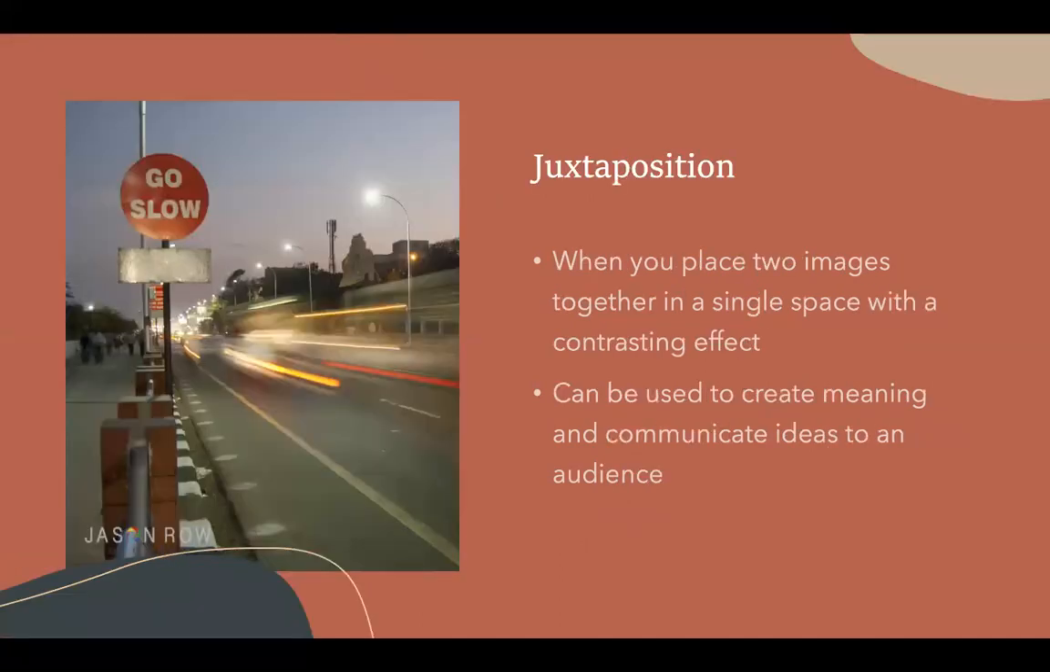Juxtaposition is one of my favorite words, first of all, but it is when you place two images together in a single space with a contrasting effect. Look at the photo that is posted here. You can see the sign that says go slow, but then you see the blur of the images, which indicate that whatever is happening on the street is actually going pretty fast. That's an example of juxtaposition. This can be used to create meaning and communicate ideas to an audience.